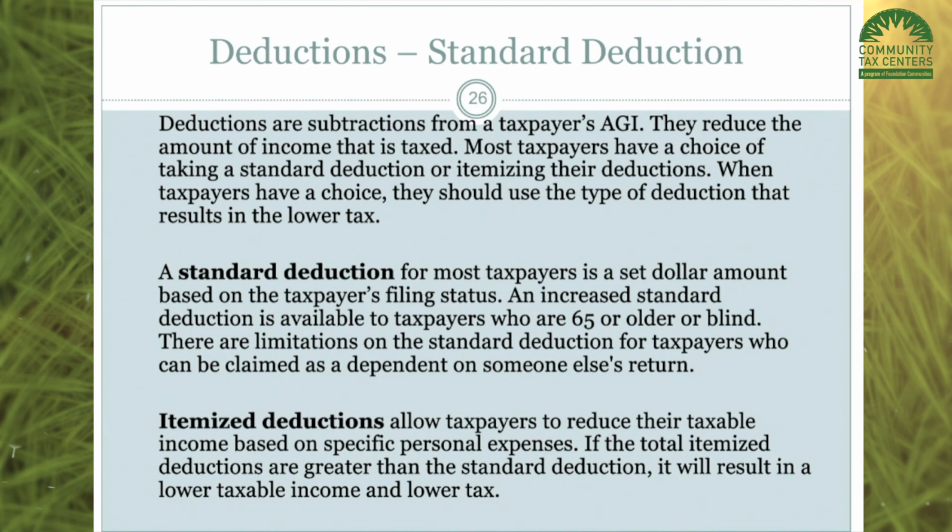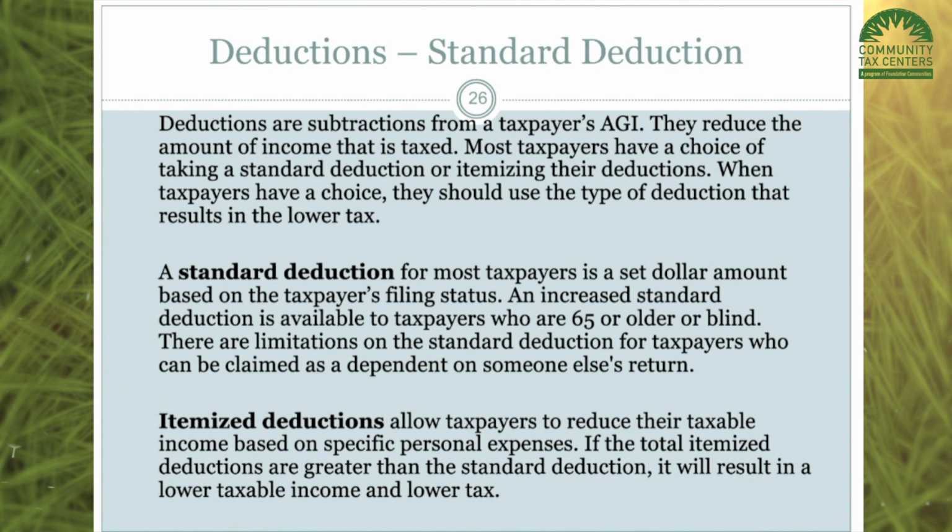Most taxpayers have a choice of taking a standard deduction or itemizing their deductions. When taxpayers have a choice, they should choose the type of deduction that results in the lower tax. Right now, we're going to see most individuals have to take the standard deduction. The Tax Cuts and Jobs Act was implemented, and it goes up until the 2025 tax year. It increased the standard deduction, almost doubled it. So it did eliminate a lot of people from being eligible to itemize, and we're going to go just a little bit into itemized deductions.